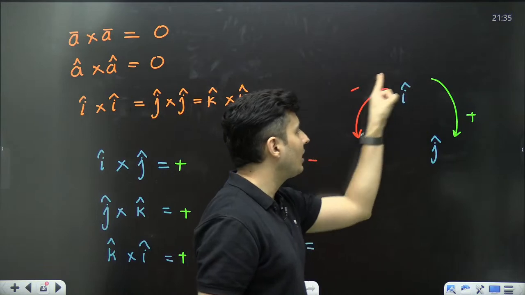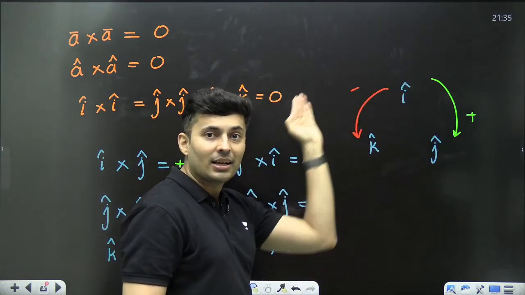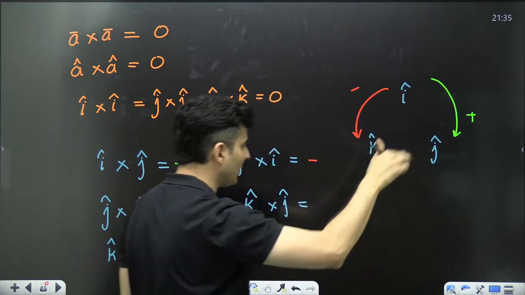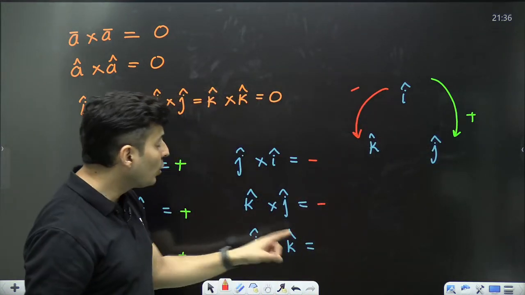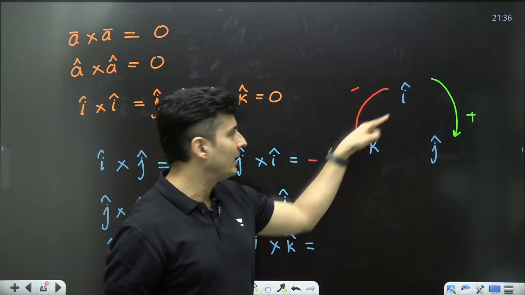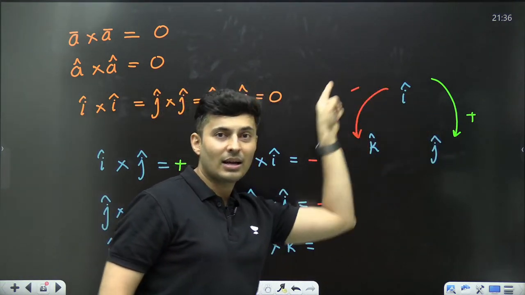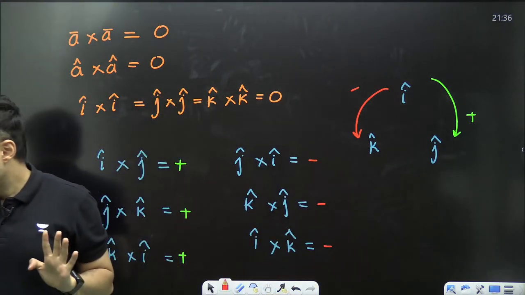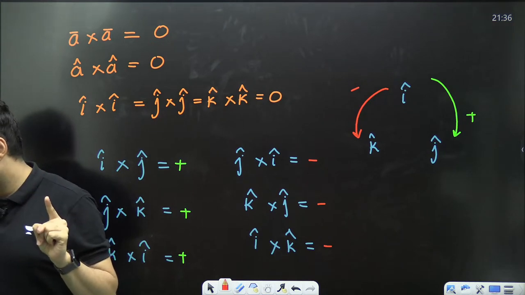K to J. I'm going anti-clockwise, guys. Don't say, sir, I can go K to J like this. Shortest way only. Negative. I to K. Don't say I will go like that. That is the long cut. Shortcut. I to K, anti-clockwise, so negative. Is that part clear?